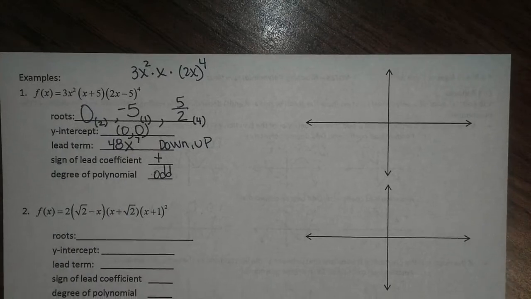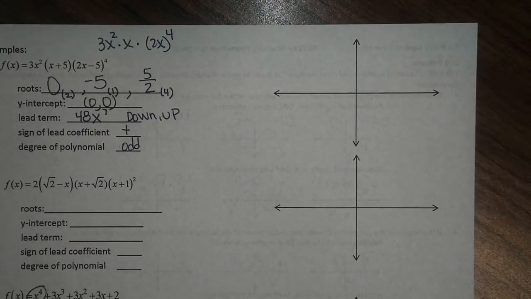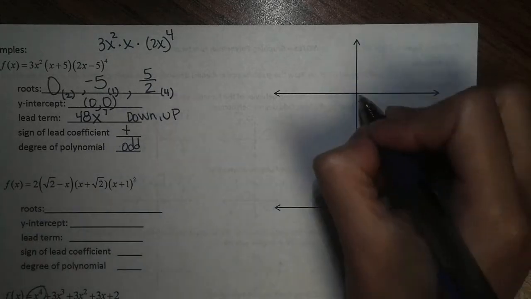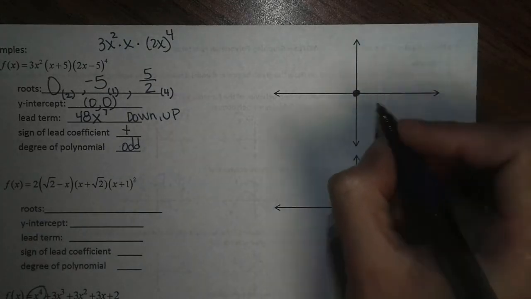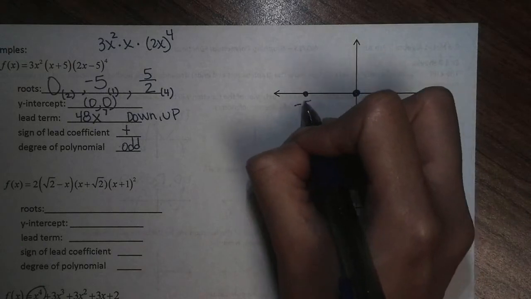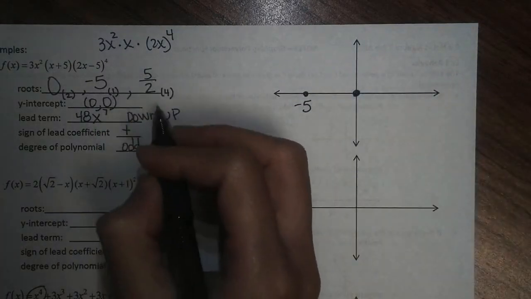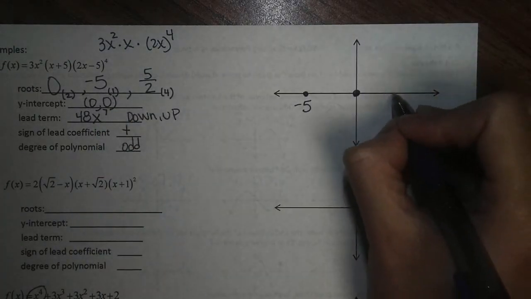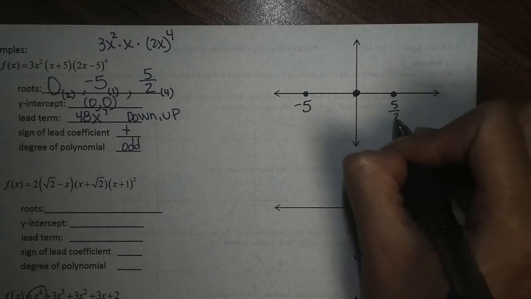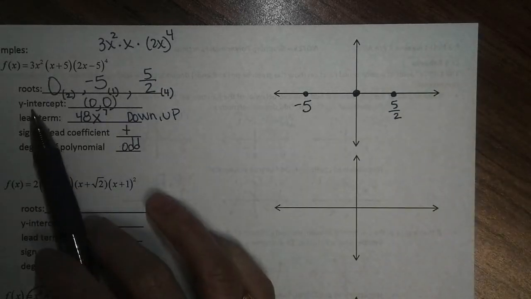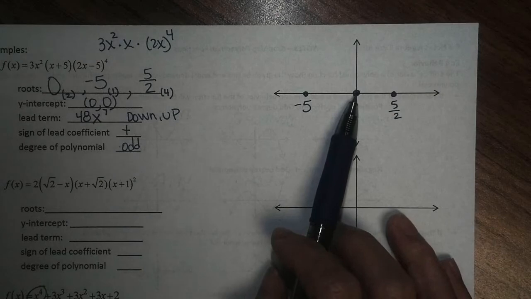Let's try it. So the way you would graph this, for starters, I go ahead and graph all the roots. 0, -5. You can just eyeball it. 5/2. Next, graph the y-intercept. 0, 0. It's already graphed.